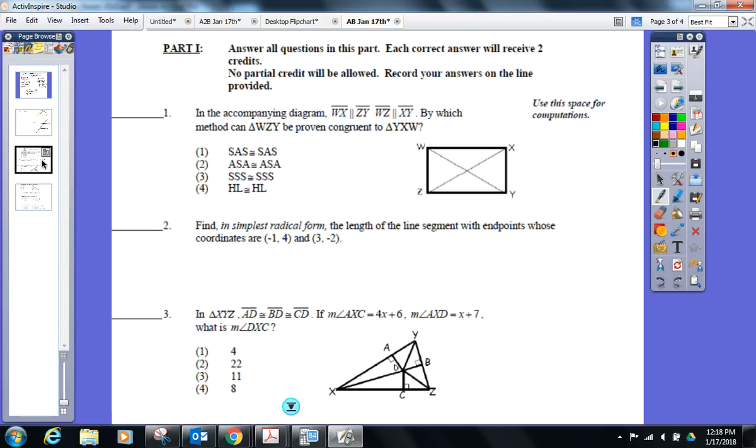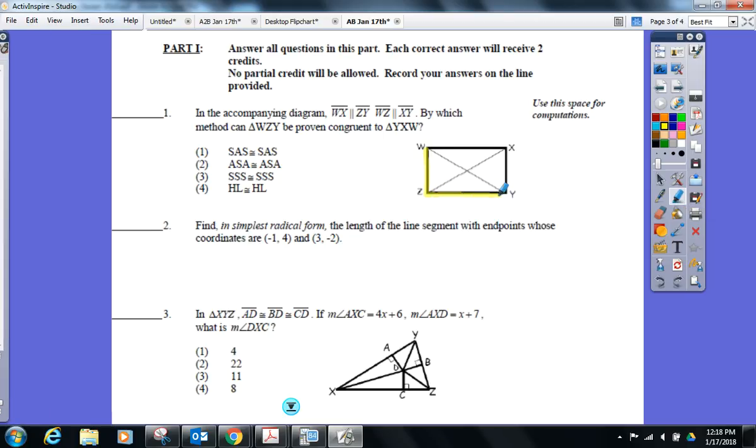Where am I here, by the way? 12:30. Okay, perfect. We got some parallel lines. By which method can WZY be congruent to YXW? I just want to see which ones we're working with. So, right on top of each other, huh? These ones right on top.